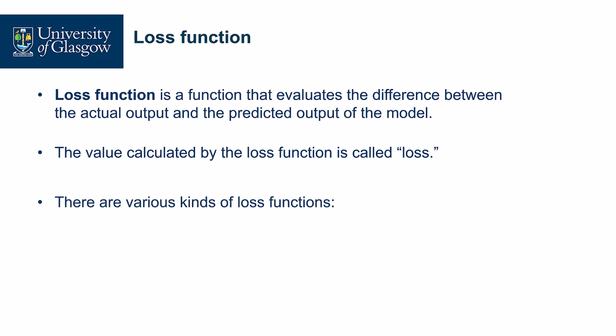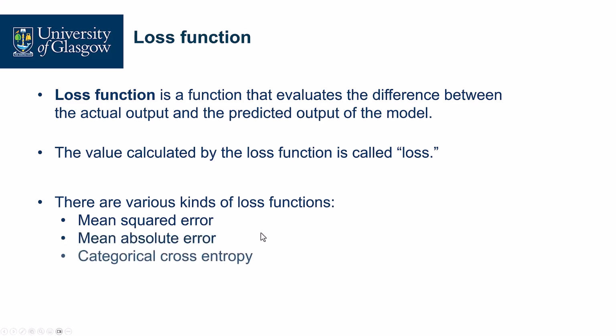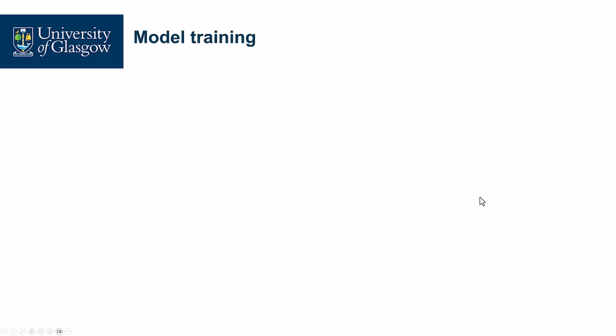There are various kinds of loss functions. For example, the mean squared error, this is for regression, right? And there's also mean absolute error, this is also for regression. And we have the categorical cross entropy, this is for classification, right? And we have many more loss functions. So with a loss function, we can start the model training.